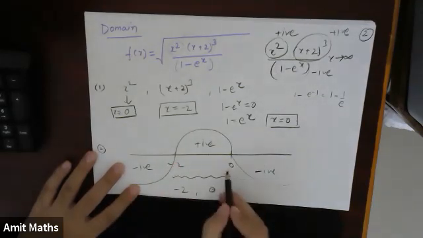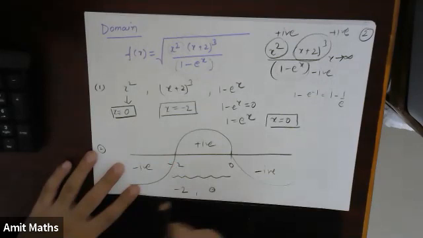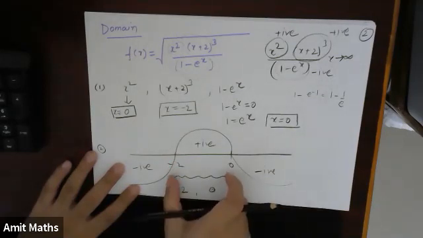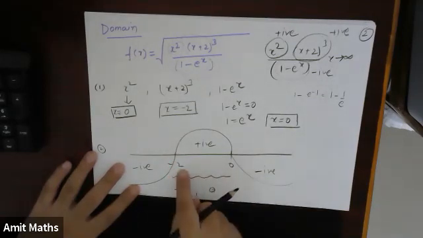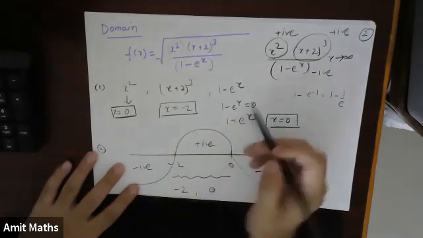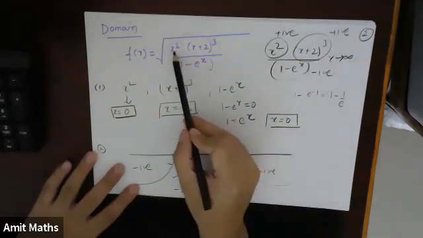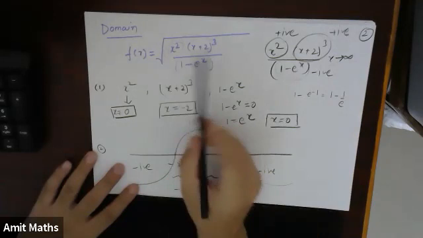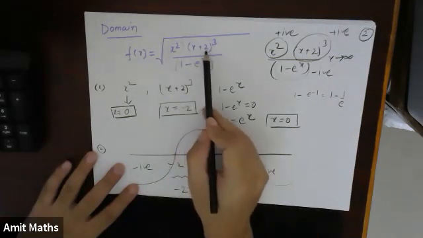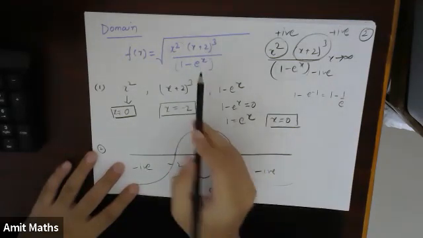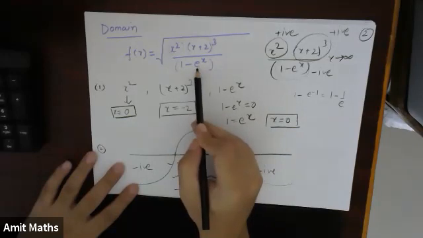I just have to check whether 0 and minus 2 will be included or excluded. So I'll substitute the values. If I substitute 0 here, what will I get? 0 into 0 plus 2 cube. But what will happen when I substitute 0 in this?